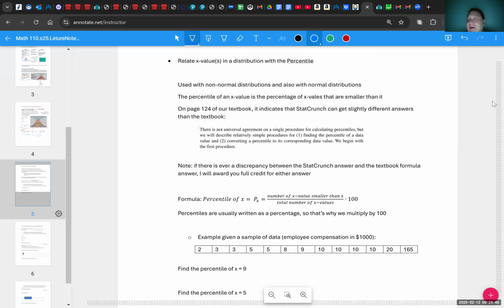However, percentiles are not always completely the same depending on what textbook you use. Generally, a percentile is just the percentage of x values that are smaller than it. So whatever the x value is, you find out how many are smaller, write that as a percent, and then you're good to go. That's the percentile.